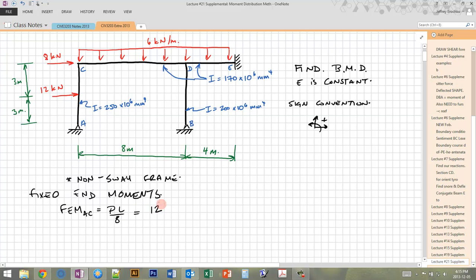But if I just sub these in, so P is the load, that's 12. L is 6 for this member, and 8, and what we get here is 9 kilonewton meters. And what direction is that in?